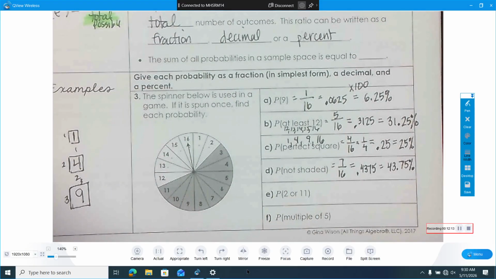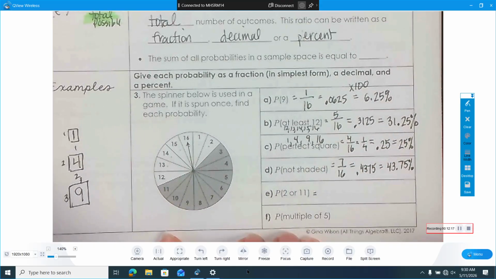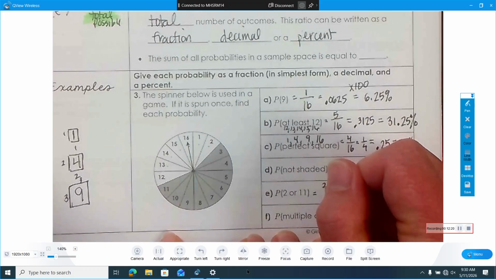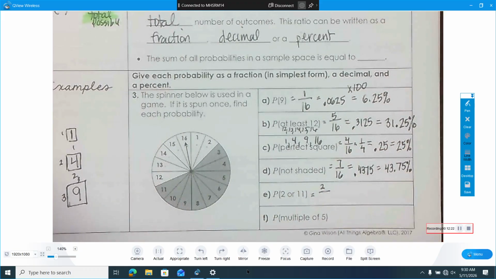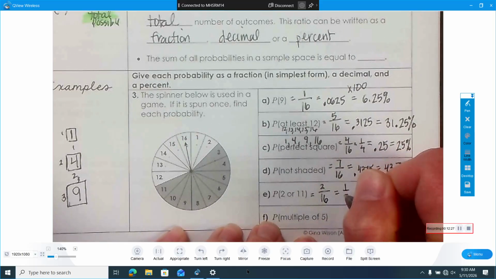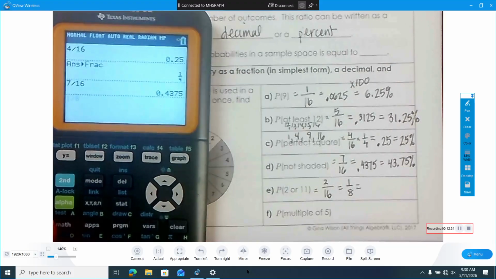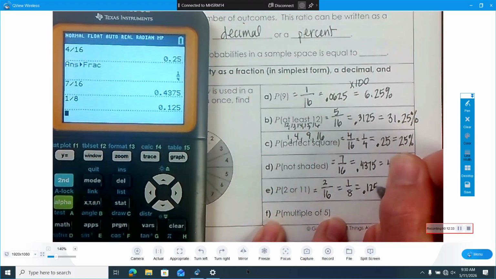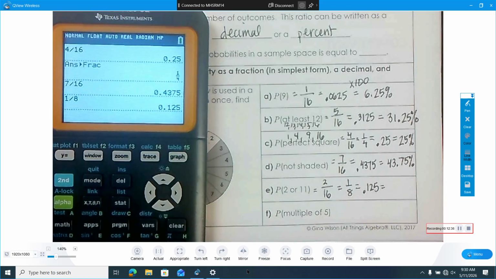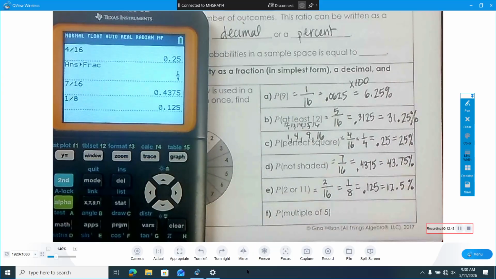Okay, number 6. What's the probability of spinning a 2 or 11? How many favorable outcomes are there? 2. 2 winners would be fine. 2 winning options out of how many total options? 16. That reduces to 1/8. 1/8 is 0.125 as a decimal. And what is it as a percentage? 12.5%. Again, you could get that by multiplying by 100.